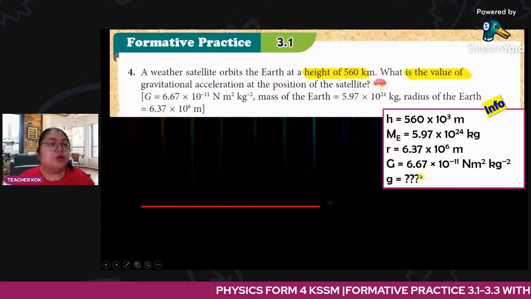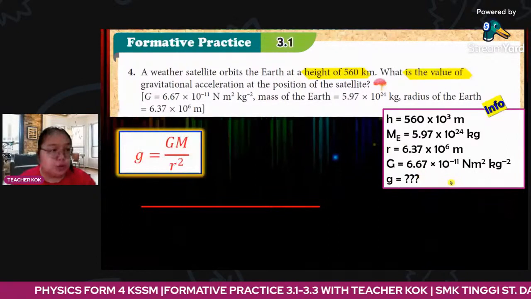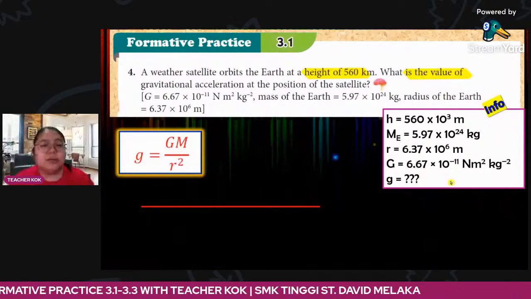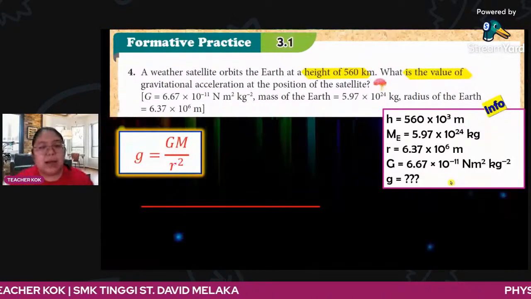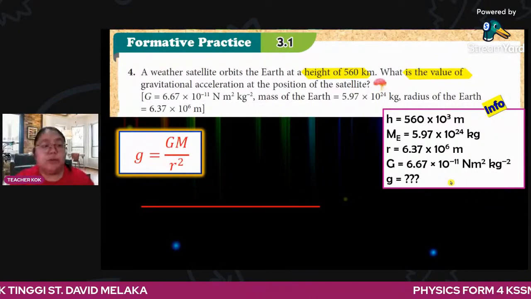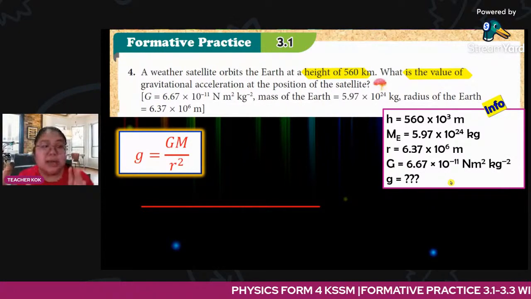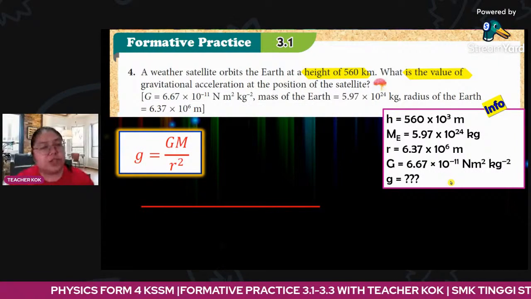Now we show the formula for g first. This one is the gravitational acceleration, so it only takes one mass. The satellite's m we just ignore when calculating gravitational acceleration. We just focus on the Earth. So G we get, M we also get. Just the R, you need to do one more step.